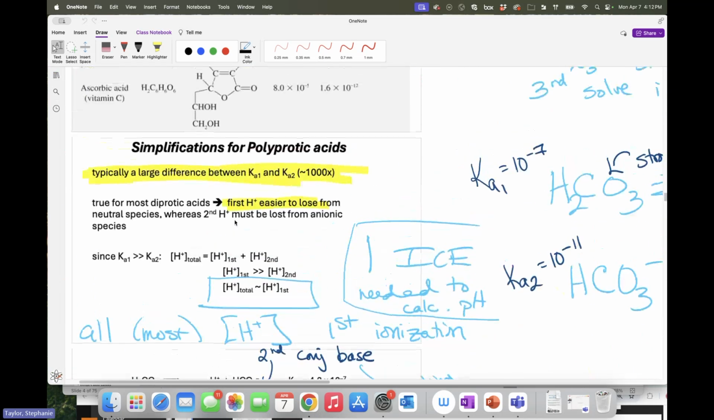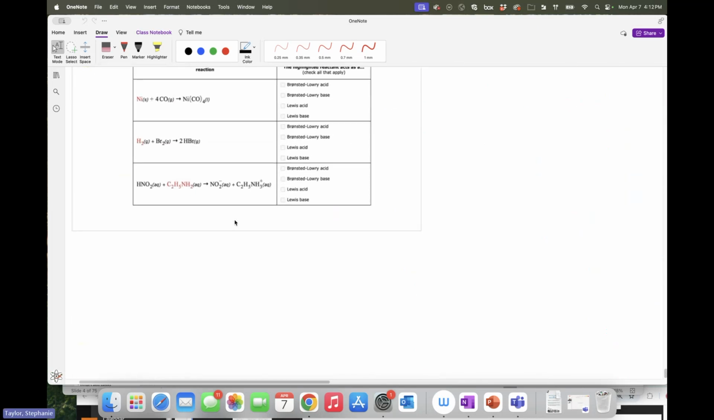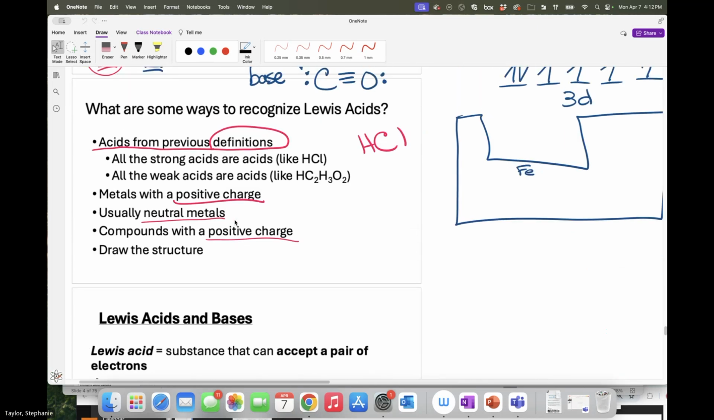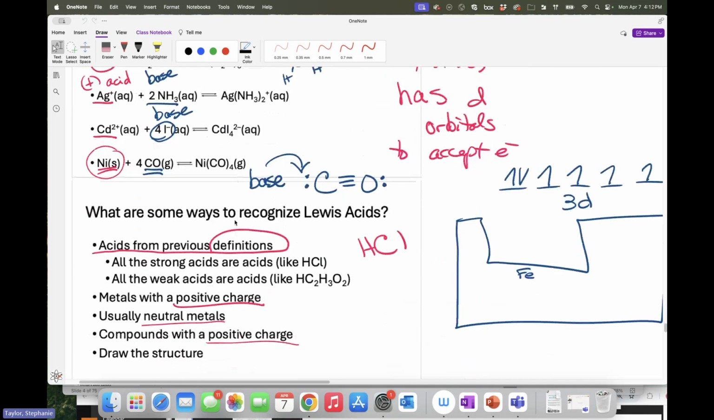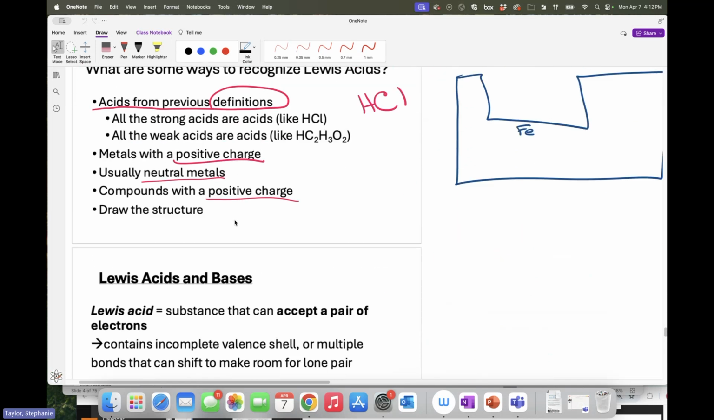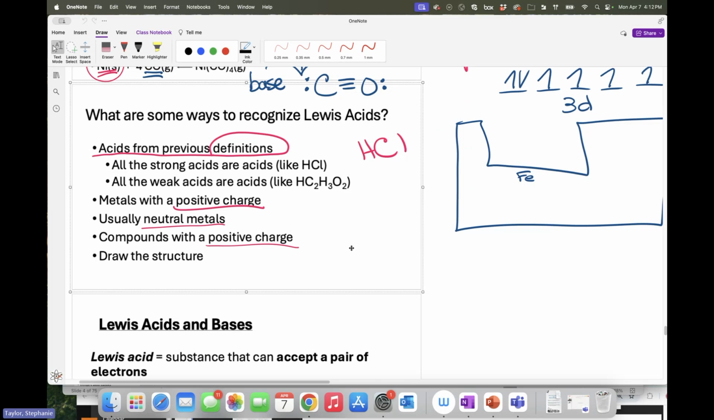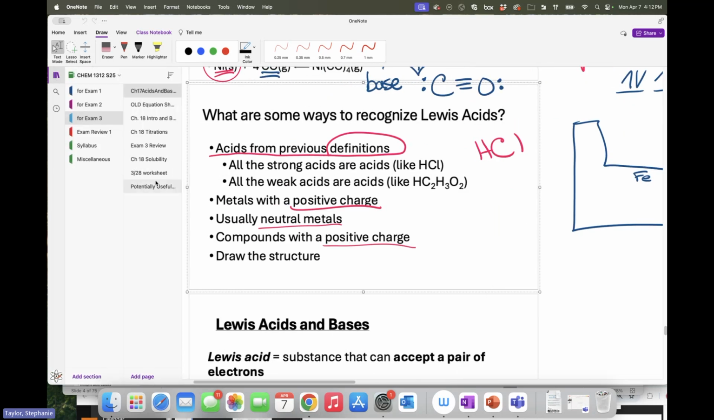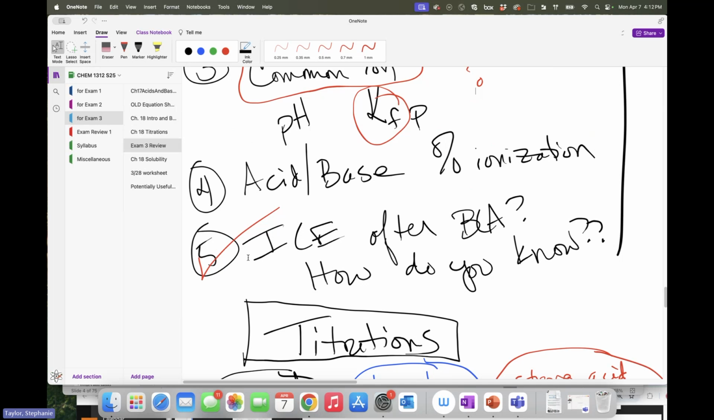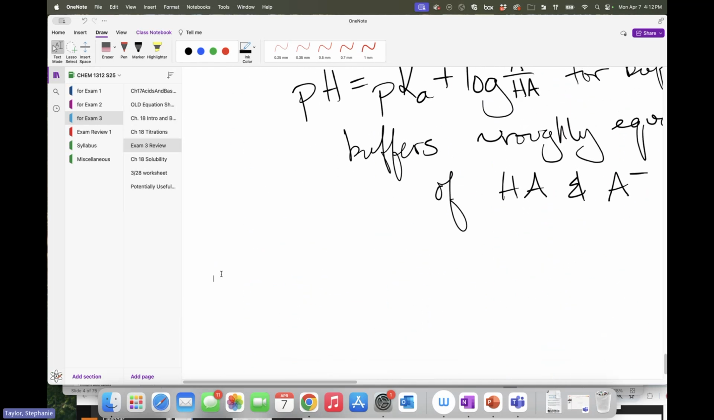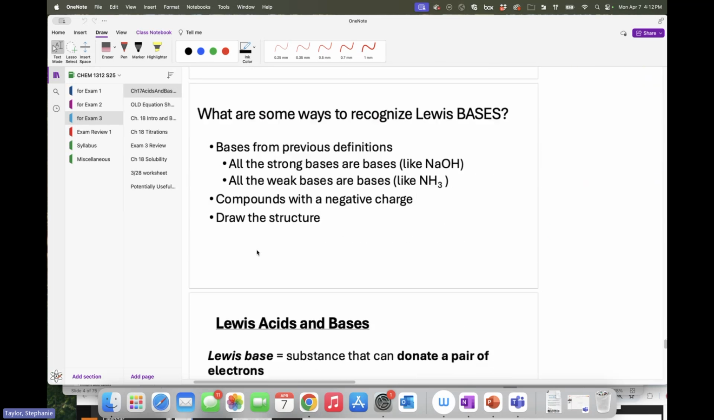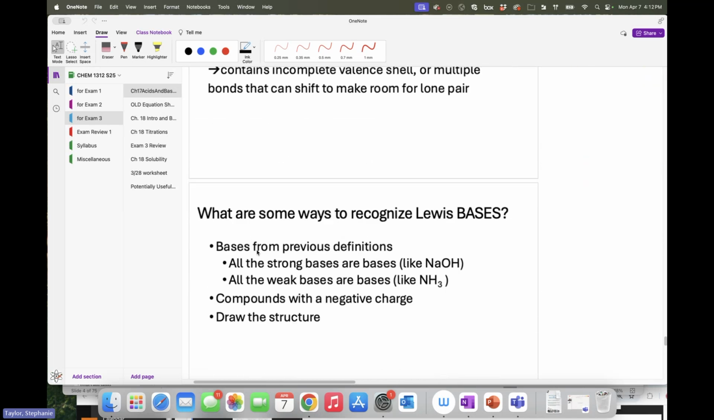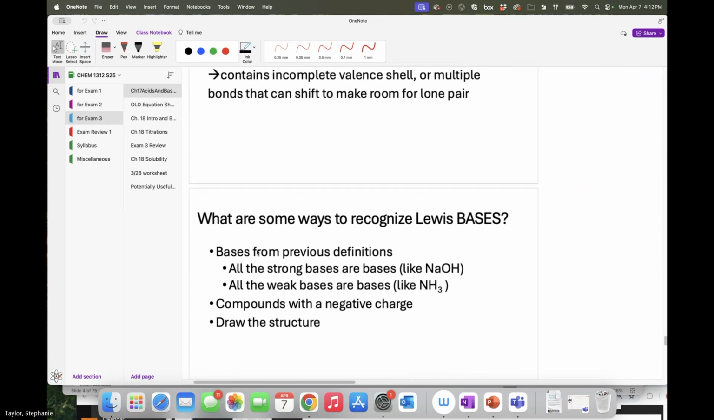So the reason why I'm flipping back to my own notes is because I made new slides for Lewis acids and bases, because I get asked, how are we going to recognize them? How could we do this? What is going on here? And I'm a little lazy. I would like to grab the lists I already made. Bases.